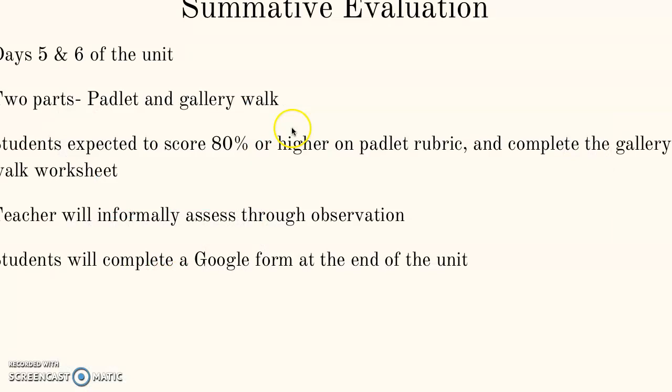We'll have 2 parts, the Padlet and the Gallerywalk. The students are expected to score 80% or higher on the Padlet rubric and complete the Gallerywalk worksheet in its entirety. And then throughout the unit, we'll informally assess through observation, making sure students are doing what they're supposed to do. And then to wrap up the whole thing, we're going to have a Google form at the end of the unit for students to say what they liked about it, what they didn't like, how they wanted to use Padlet different in the future, and that type of thing.